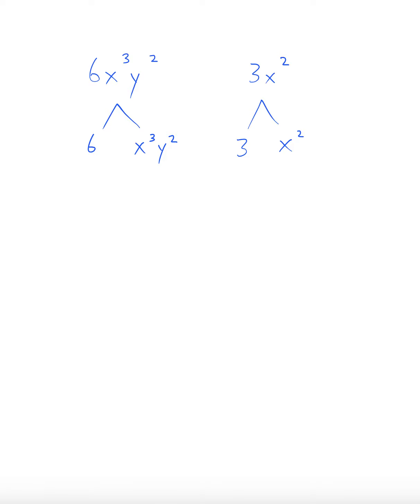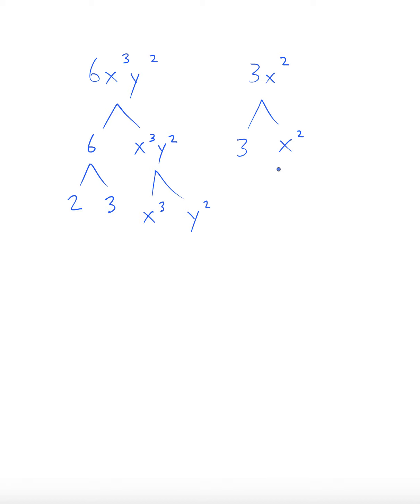All right, next, I want to see if I can break down those numbers. Are they prime or composite? 6 is composite, so it'll break into a 2 and a 3, but that's as far as we can go. The tree would stop there. And I see over here on this side, 3 is prime, so that's as far as I can go with the numbers. I am going to, however, try to break down the variables.